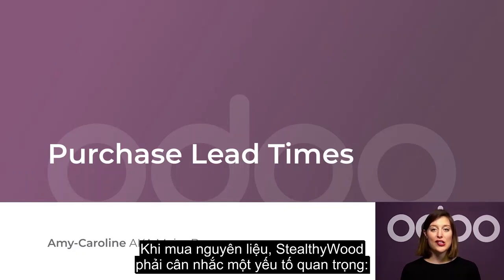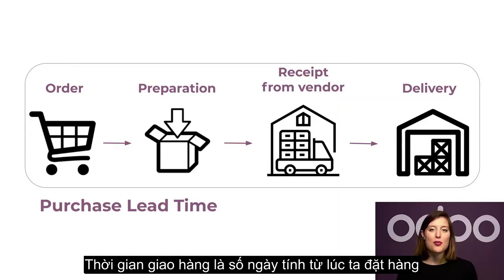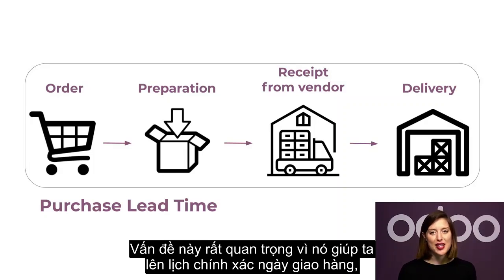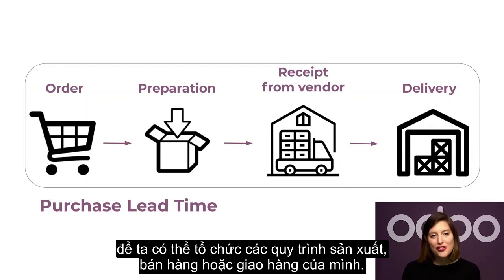When purchasing materials, Stealthy Wood has to consider something important: lead times. A purchase order lead time is the number of days from when we place an order to when those items arrive in our stock. It's crucial as it helps us schedule precise delivery dates, or at least a time frame, so we can organize our manufacturing, selling, or delivery processes.